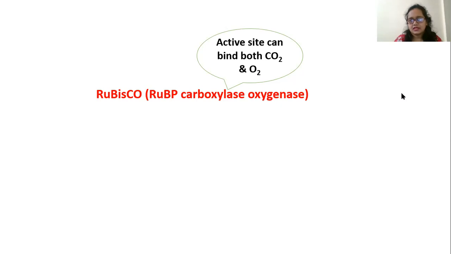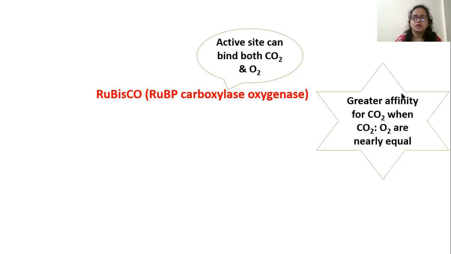Since it is an enzyme, we know that an enzyme binds with its substrate at its active site. So it has greater affinity for CO2. When CO2 and O2 are nearly equal, as generally they are in the atmosphere, it will have greater affinity for carbon dioxide. Hence the photosynthesis process goes on.